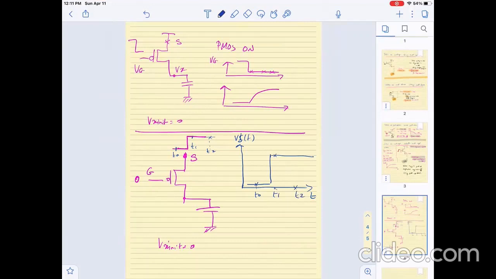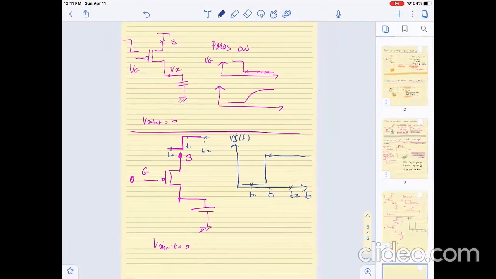And so let us look at the transistor state. At T0, I have Vs equals 0, Vg equals 0, and therefore Vsg is less than the magnitude of VTP, and so the PMOS will be off.